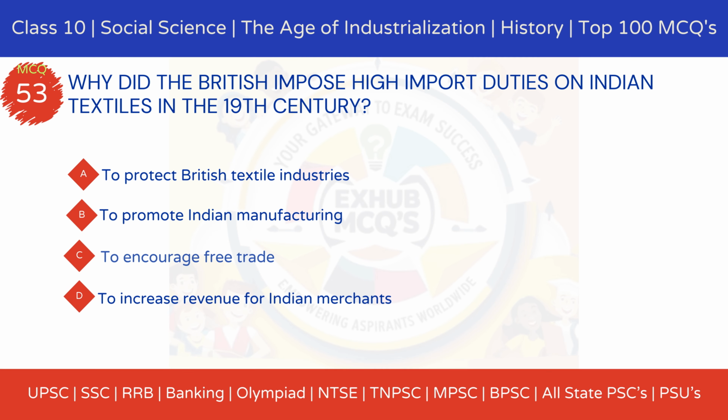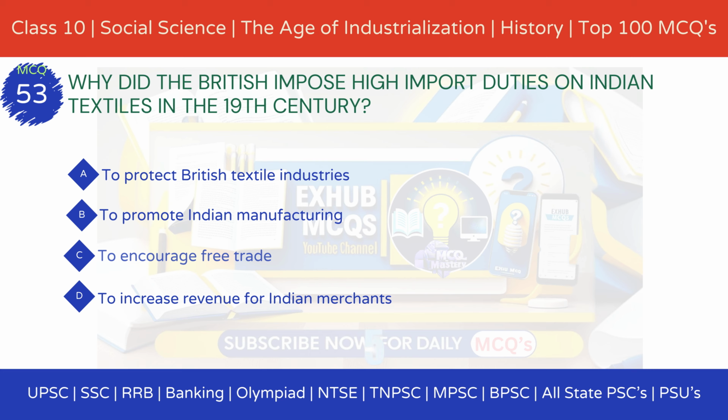MCQ 53. Why did the British impose high import duties on Indian textiles in the 19th century? Option A. To protect British textile industries. Option B. To promote Indian manufacturing. Option C. To encourage free trade. Option D. To increase revenue for Indian merchants.